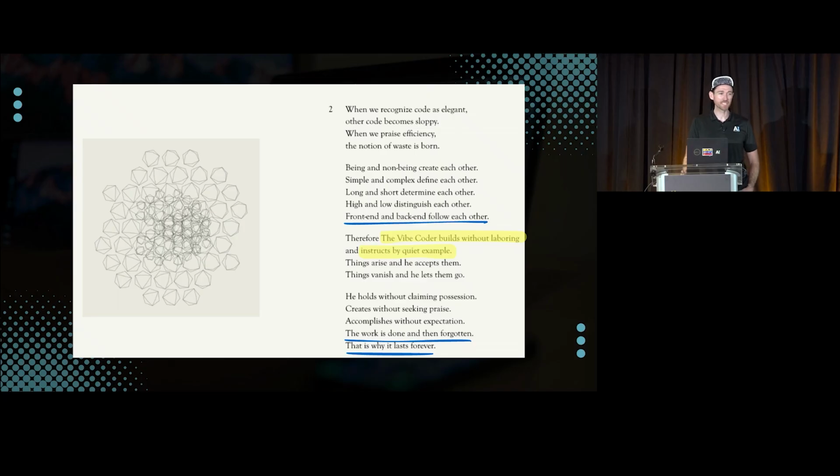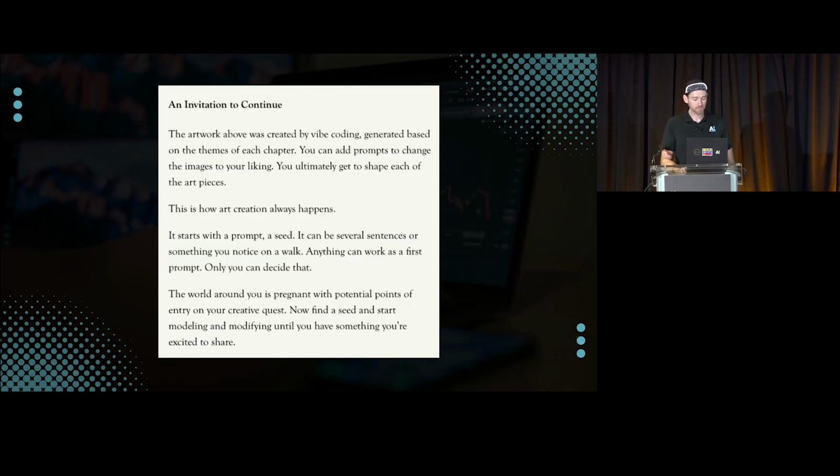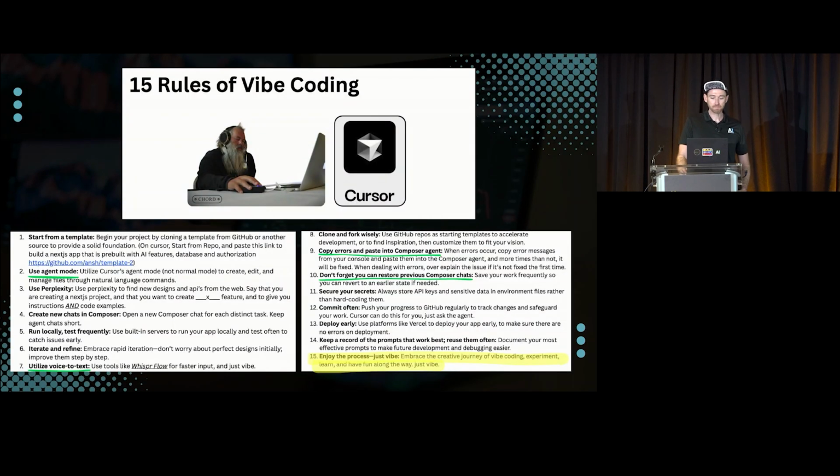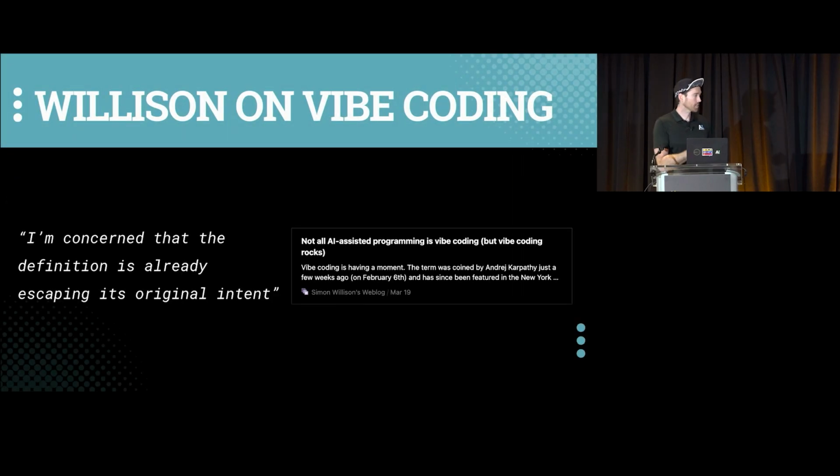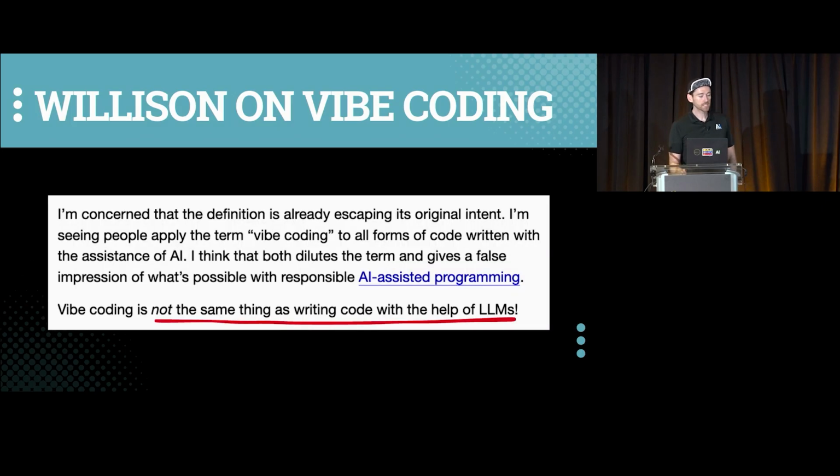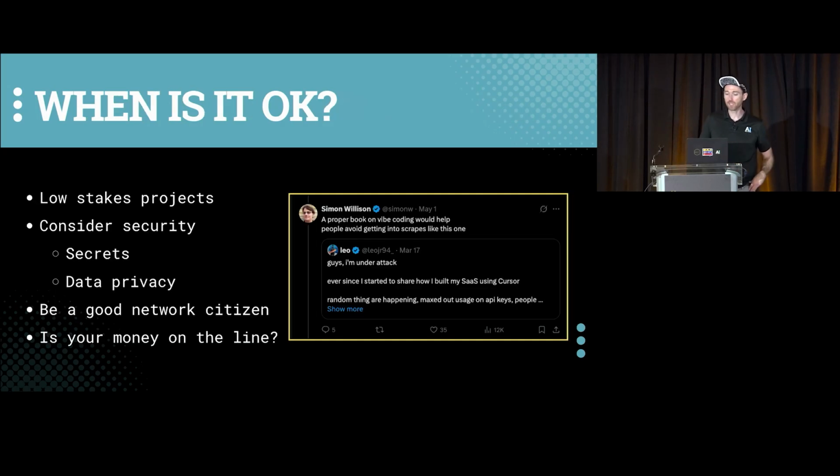Well, okay, maybe, but I think what we've seen is that this is not enough, especially for production LLM applications. But this is probably how the spark gets created, and this is probably useful. Start with a prompt, a seed. Use agent mode, obviously, rules of vibe coding. Enjoy the process, definitely. And there's a lot of people talking about vibe coding. The definition is already escaping its original intent. It's not the same thing as writing code with the help of LLMs.